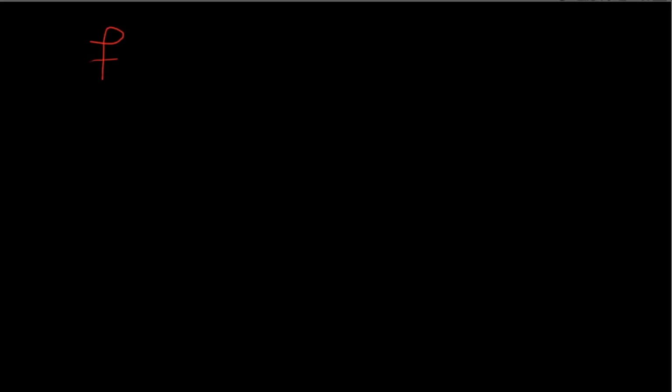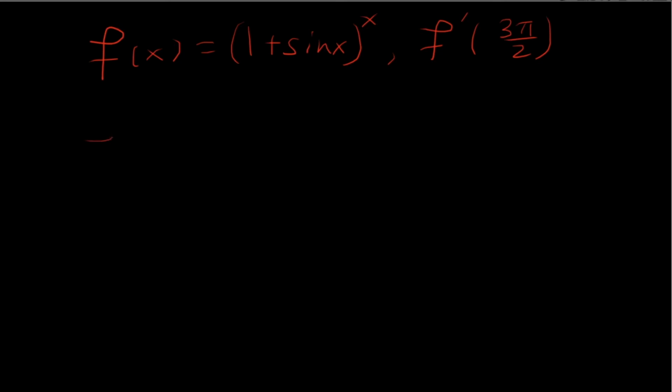Given f of x is equal to (1 plus sine of x) raised to the x power, I want to find the derivative at x equals 3 pi over 2. We're going to give two solutions to this problem. The first one will be find the derivative normally, and then the other one is find the derivative using the limit definition.